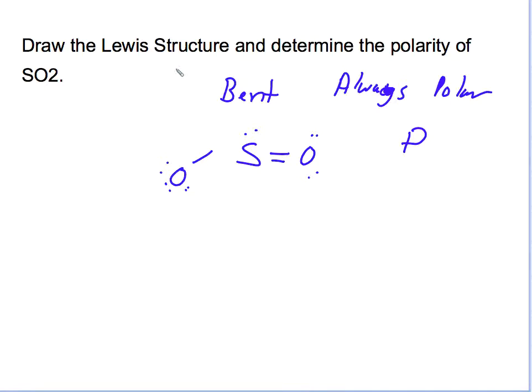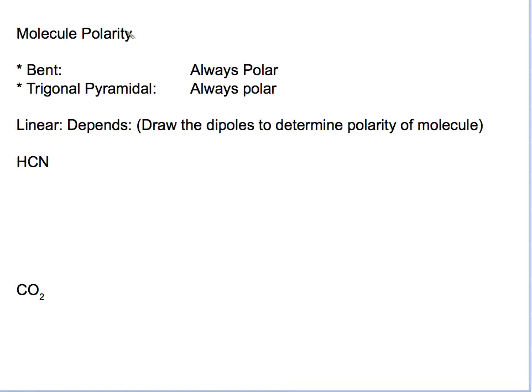All right, now let's go back here to this one here. So bent, they're always polar. Trigonal pyramidal, they're always polar. You just know that. That makes it easier. Now, when it's linear, it's a little bit more difficult. So let's say we had HCN, and let's say you drew the Lewis structure and you came up with this structure right here, which is the right one, or the most plausible one.